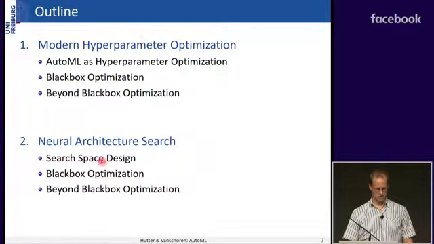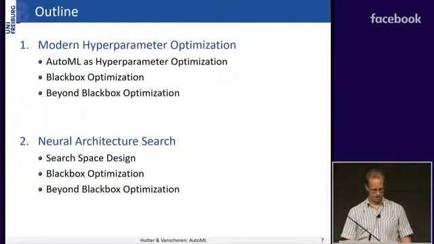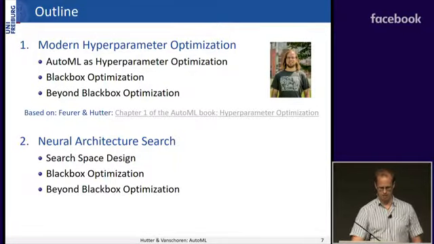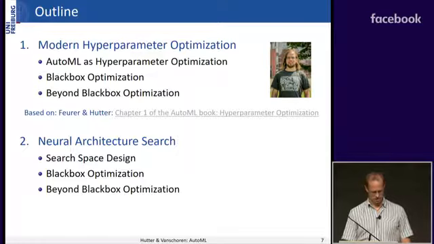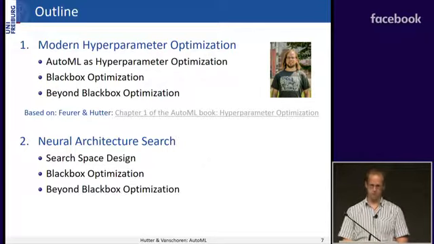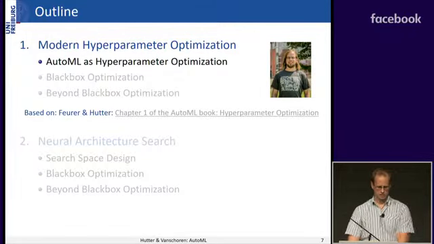For neural architecture search, the overview will basically mimic that. First, there is search-based design. How do you write this as an optimization problem? And then again, black box optimization and speed-up techniques. The first part is based on this review article that I wrote together with my brilliant PhD student, Matthias Feurer, who deserves a lot of credit for this. So let's get straight in.